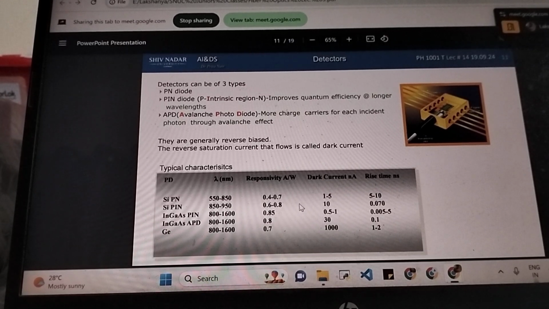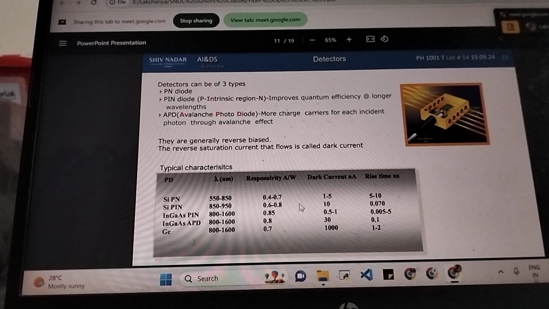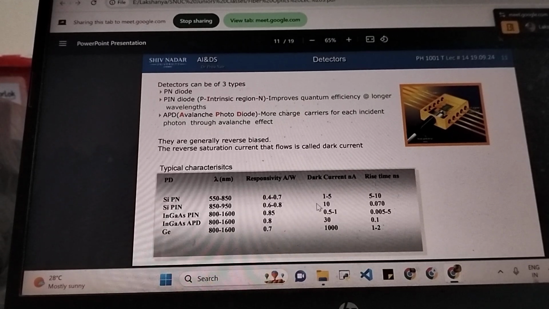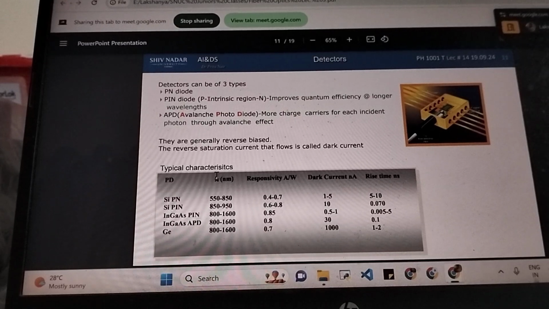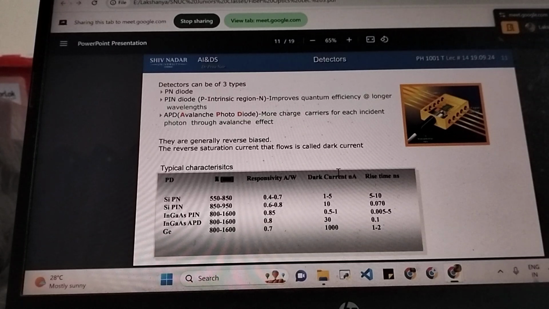This is an important tabular column, so I want you guys to pay a little attention. You might get match the following, those type of questions from here, 3 marks, 6 marks and all that. So this talks about the different types of diodes. This is the wavelength of light at which they work. Dark current, you can assume, is the current they consume.